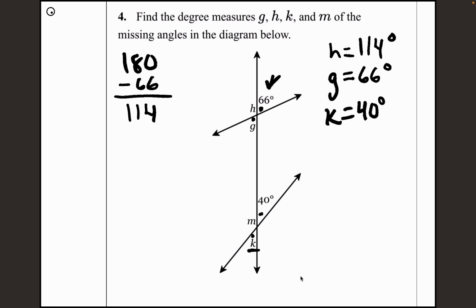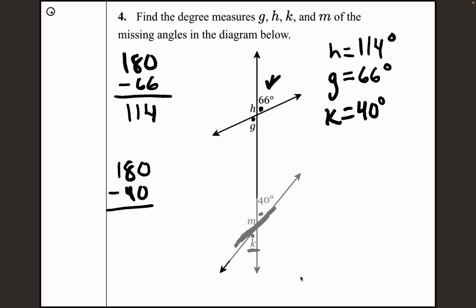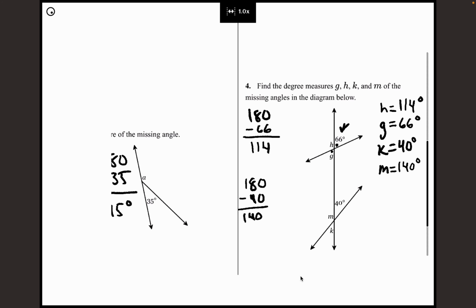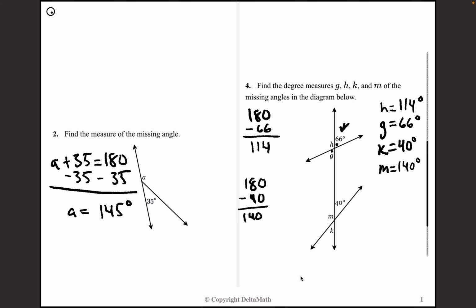Now how can we solve for M? What'd you say, Layla? Yeah, these two angles are supplementary. So if we do 180 minus 40, we can solve for M. So what is that going to be? 140 degrees. Okay, how do we feel about that? Good?